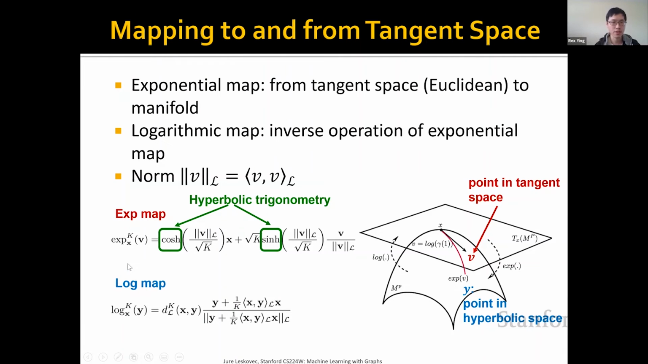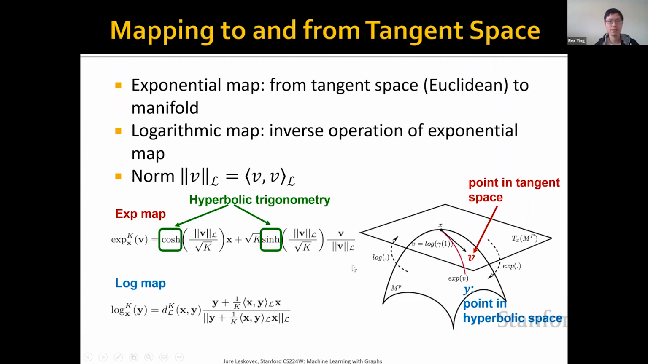So here, in this notation, we use X as the point that is touching. The tangent space of X is the Euclidean space that we want to map to and from, and K is the curvature, or rather the inverse of the curvature that we have defined. And here, notice that we have to use the cosh and sinh functions, which are the hyperbolic trigonometry. The formulas are really very complicated.